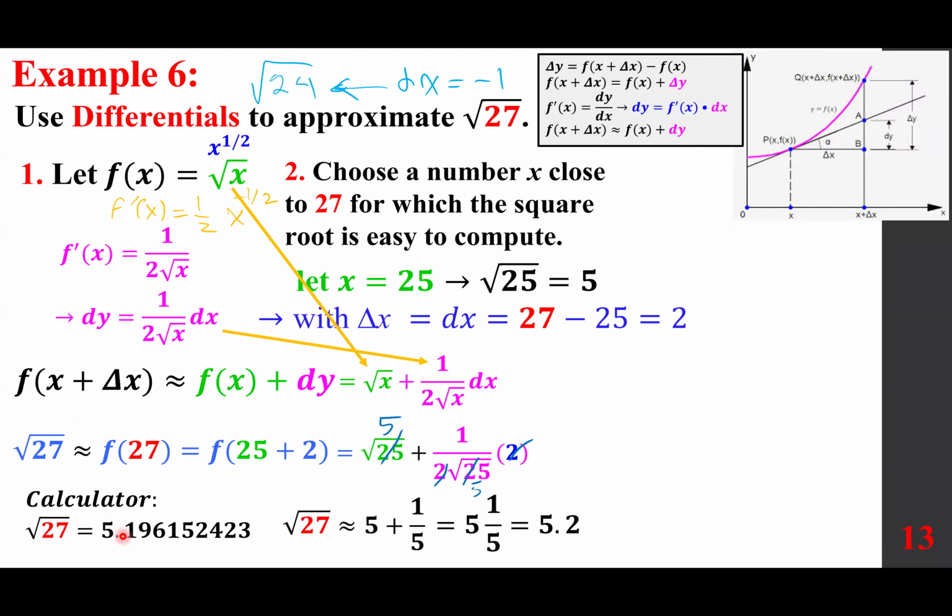Now, for comparison, if we put this into a calculator and write it with many, many decimals, square root of 27 is 5.196152423. So with the first decimal, they are identical because it becomes 5.2. With the second one becomes 5.20, identical. So that's really close. Okay.